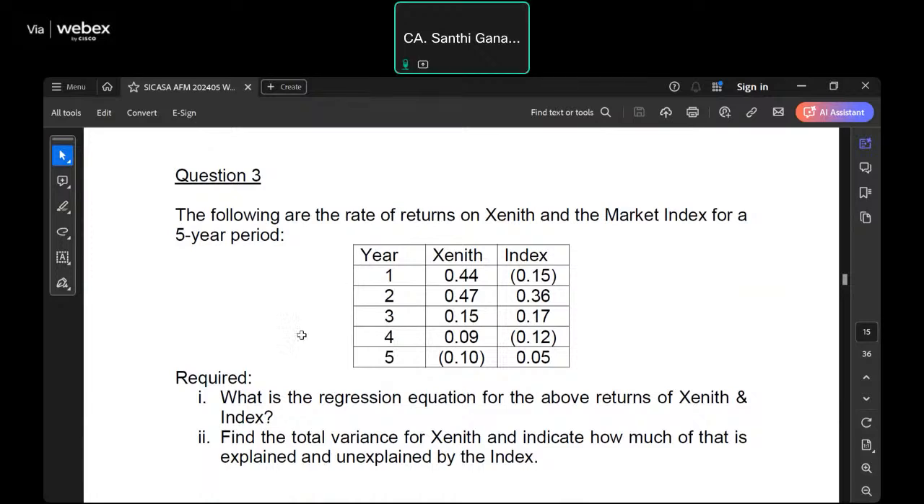Beta is covariance between Zenith and index divided by index variance. Index, market, everything means the same. Whatever term the problem is using, you can use, but they mean the same. Now, for framing the regression equation, we need variance of Zenith also, because we have to split systematic and unsystematic. So please find that also now.